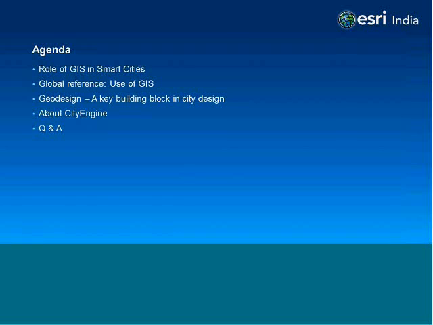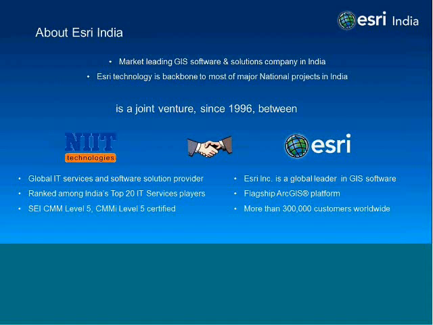I'm sure most of you are aware of who we are. You know about Esri India, but it's for the benefit of some of you who might be new to us. Esri India is a joint venture between NIIT Technologies and Esri. Esri stands for Environmental Systems Research Institute. This is a company based in Redlands in California who pioneered the concept of geoprocessing. Esri is a global leader in GIS software technology with our flagship platform called ArcGIS, and we have over 300,000 customers using it worldwide. In the Indian context, most major national projects use Esri as a core GIS technology for the mission programs.